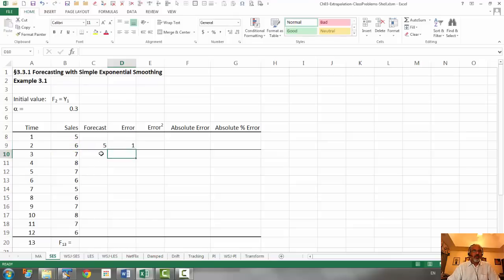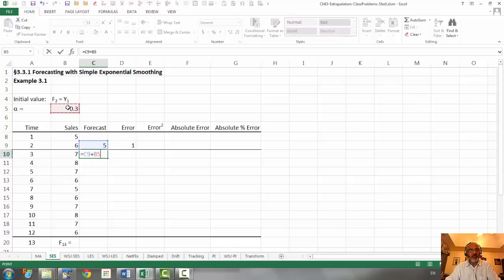So the forecast for the next time period will be the previous forecast plus alpha times the error. Here is alpha, which we are using 0.3 as our initial trial value. Now that alpha must always come from that cell B5, so we have to use an absolute reference for that, times the error value.